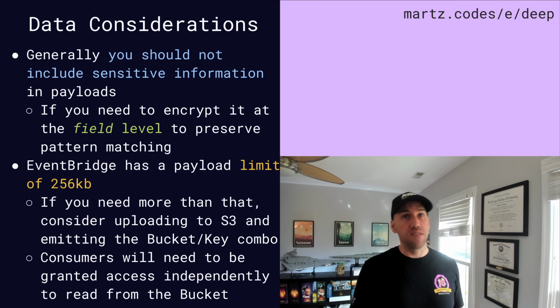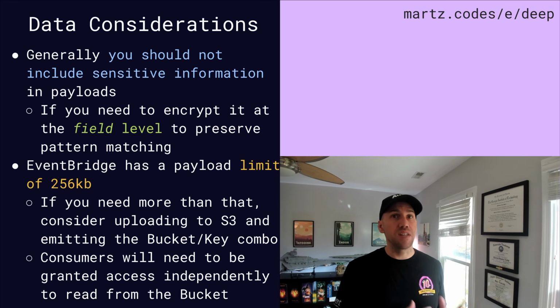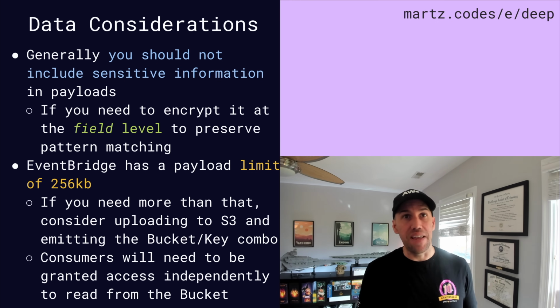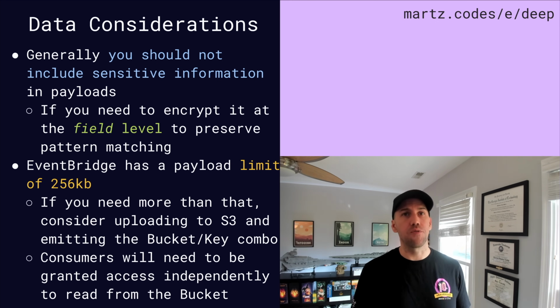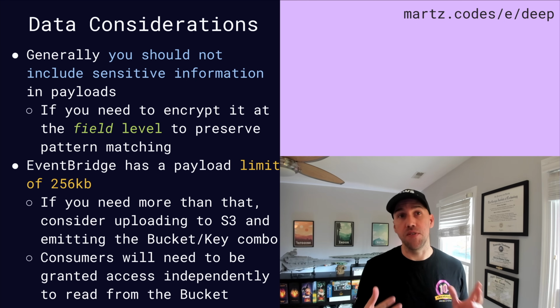When designing events in event-driven architecture, it's crucial to consider the nature and handling of the data within your payloads. As a general rule, avoid including sensitive information in event payloads. Exposing such data can pose security risks and compliance issues. If sensitive data must be included, consider encrypting it at the field level. This approach helps preserve the ability to perform pattern matching while safeguarding the sensitive data.